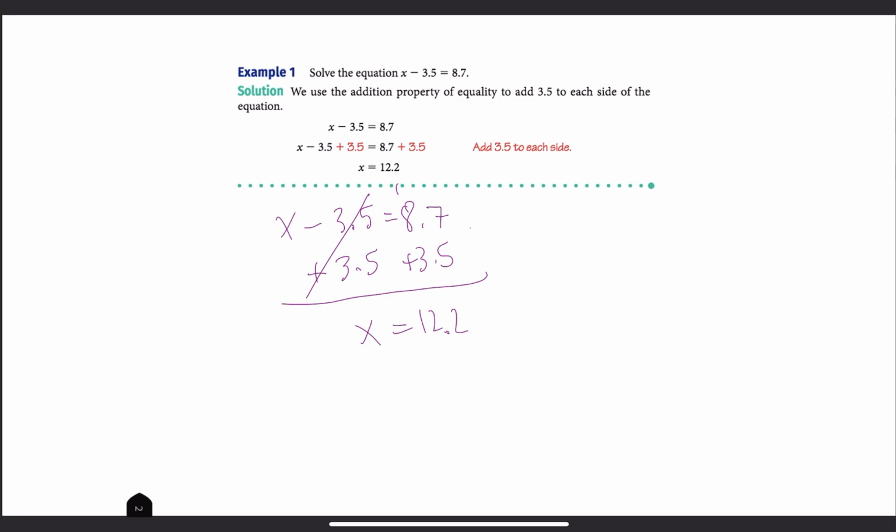solution. And then, of course, how can we check to see if this is right? We can take it and we can plug it in, just like we've always been able to, back into our original equation and see if it satisfies the equation. 12.2 minus 3.5 is 8.7, so it checks out.